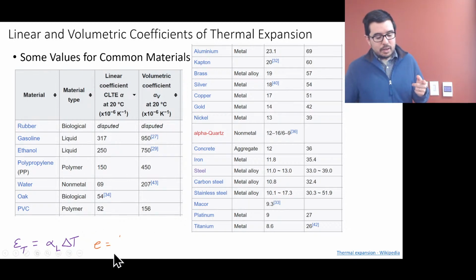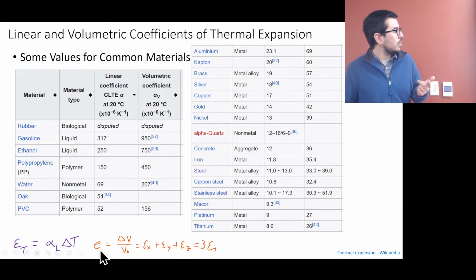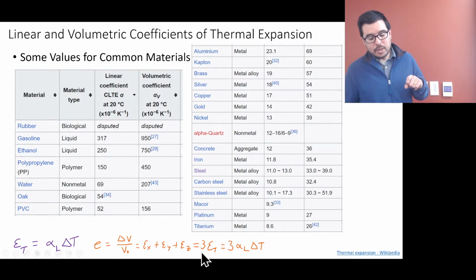Do you remember, we had this definition at the beginning of today where we said dilatation is equal to delta V over V naught, and we said it's equal to these 3 linear strains added to each other, or about equal to it. That means that dilatation is equal to 3 times the thermal strain in one direction. But if it's a cube, it's all going to be the same. So, it's equal to 3 alpha L delta T.